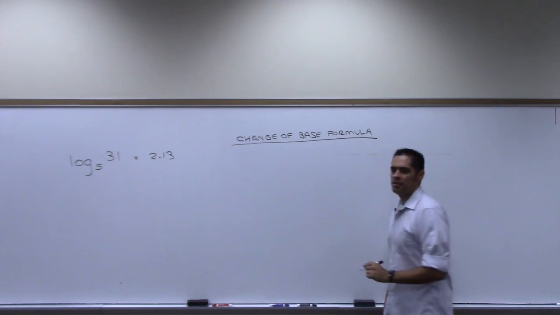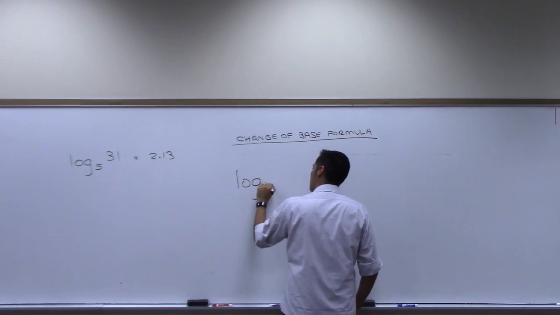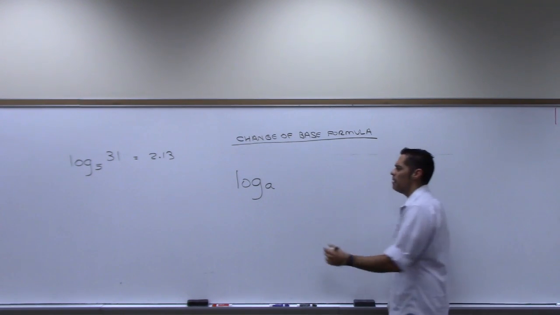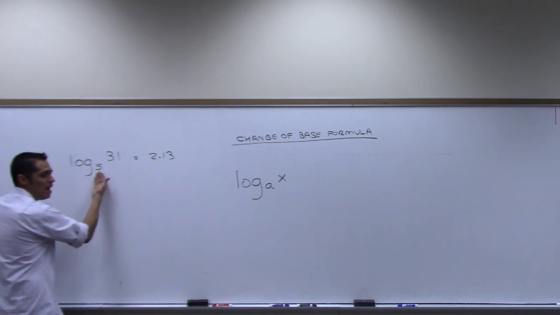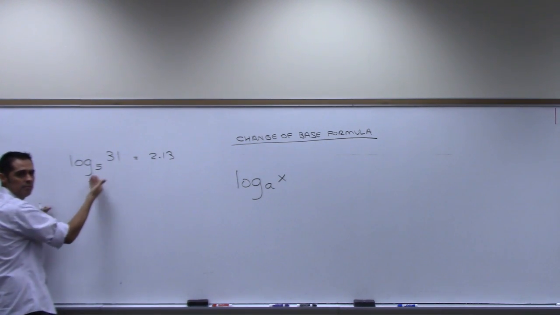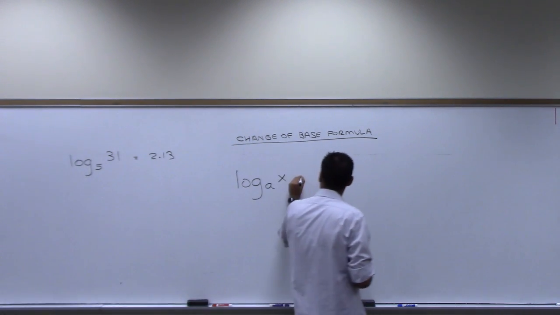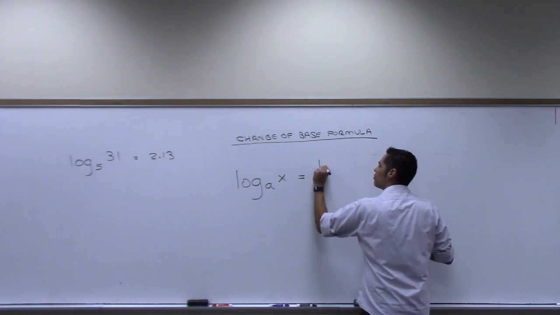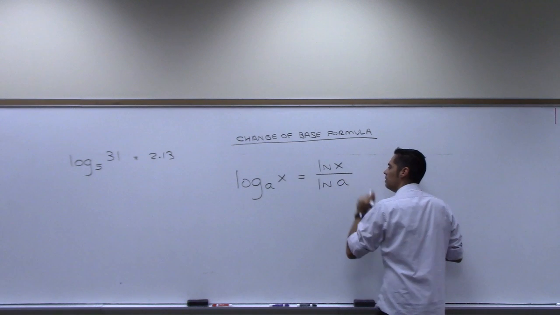And it says this: if you have a log, and it does not matter what the base is, we'll call it a, and you're trying to plug some number in here like x. So in this particular problem, a is 5, x is 31. Okay? That this is just equal to the natural log of x divided by the natural log of a.